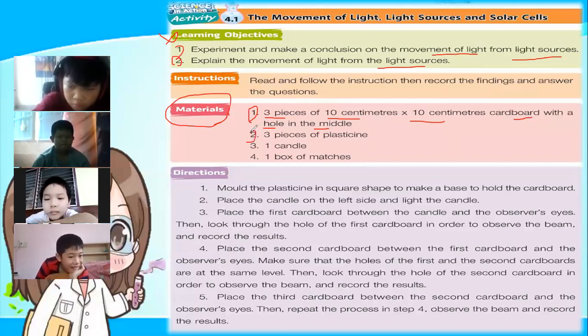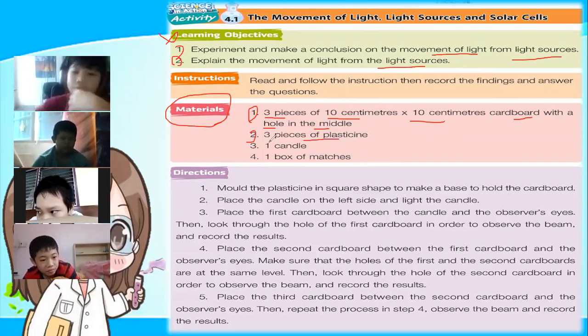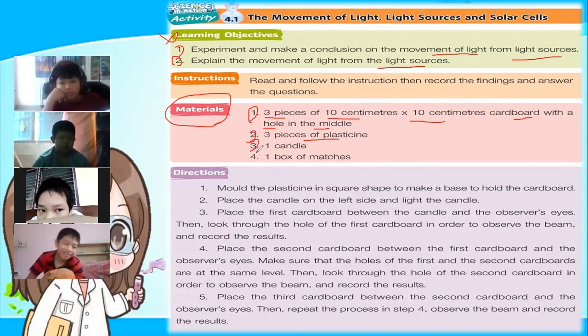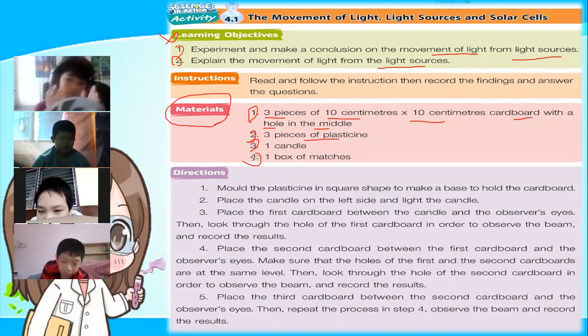Okay, now number 2, we require 3 pieces of plasticine. And number 3, we require 1 candle. Number 4, 1 box of matches. Okay, so these are the materials required.